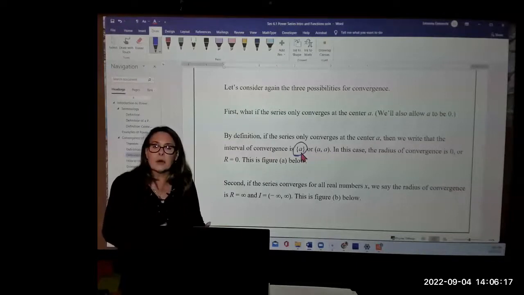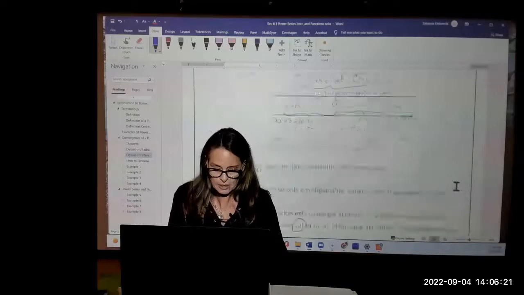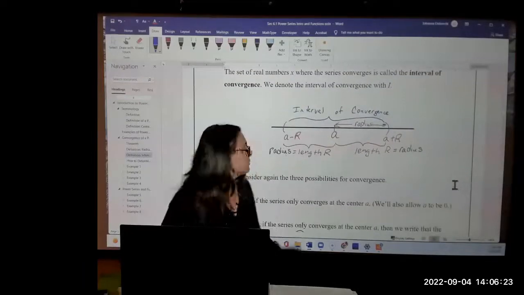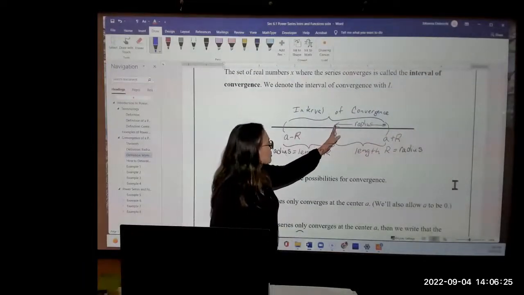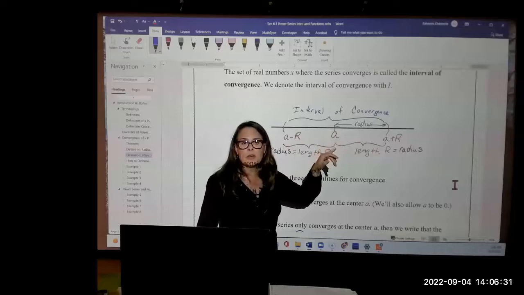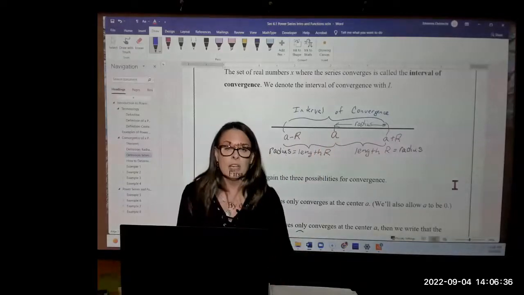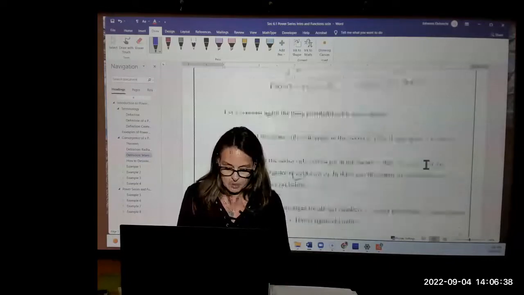In this case, though, what are we talking about? Well, if we think about our picture up here again, if it's only converging at the center, then a minus R is at a and a plus R is at a. So R is essentially 0. So the radius of convergence in that particular case would be 0.